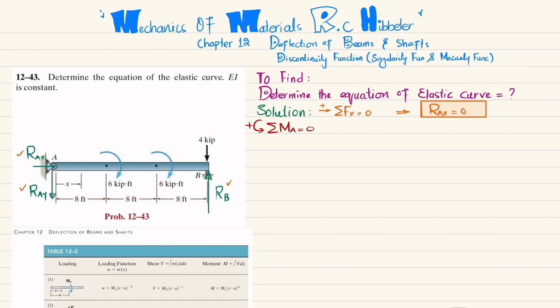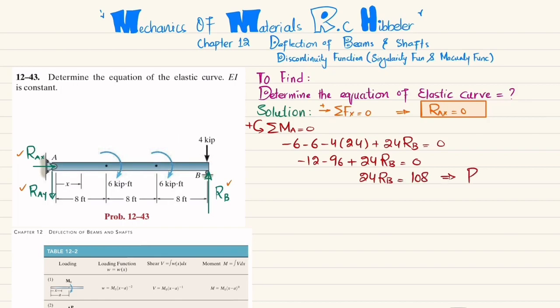The sum of all moments about point A will be 0. So I will write minus 6 minus 6 minus 4 into 24 plus 24 into RB is equal to 0. So minus 12 and minus 96 plus 24 RB is equal to 0. So 24 RB will be equal to 108. Dividing by 24 on both sides, you will get RB equal to 4.5, and the unit will be kip.